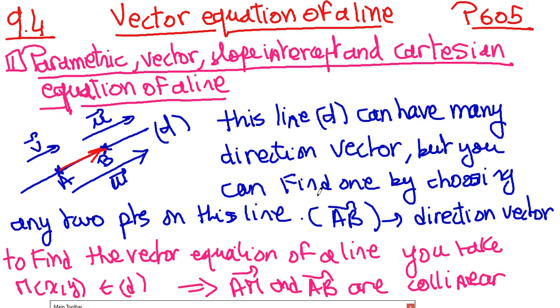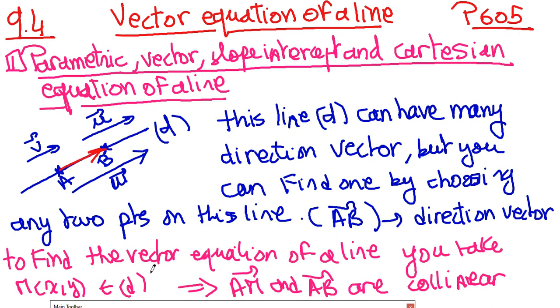And the easy one that we can find is by having 2 points on this line. We need to know their coordinates, and then we can find the coordinates of the vector AB, and we can name it the direction vector or the vector director. It can be AB or BA, it's the same.